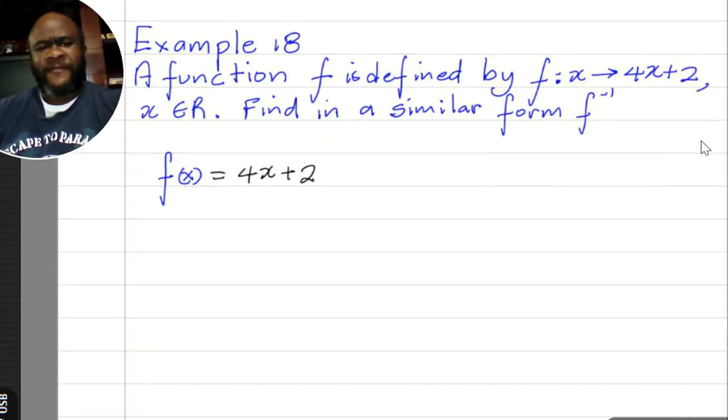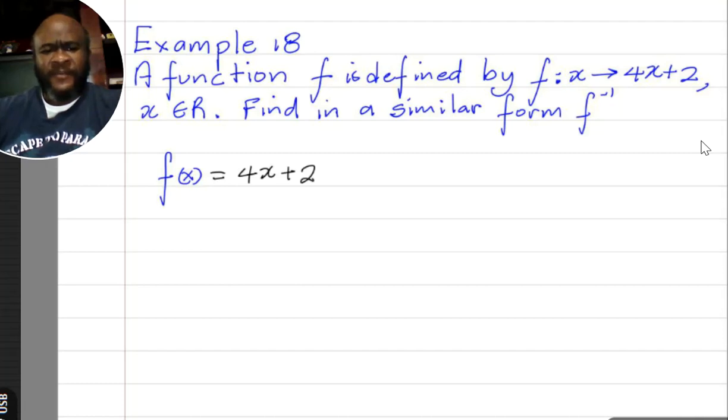All right, example 15. It says a function f is defined by f of x is equal to 4x plus 2, where x are elements in the set of real numbers. Find in a similar form f inverse. So here we have a function represented as a formula, or as an equation, that we need to find the inverse of.